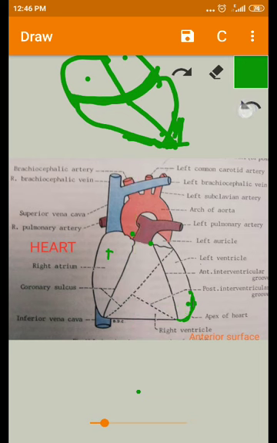And the base of the heart: most of the base of the heart is directed backwards. So the base of the heart we can see on the posterior aspect of the heart.